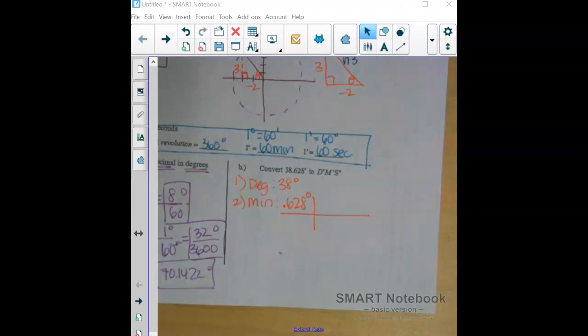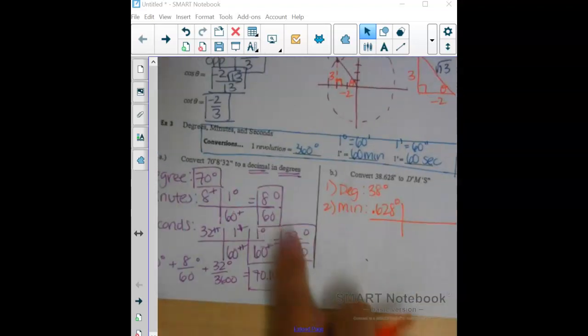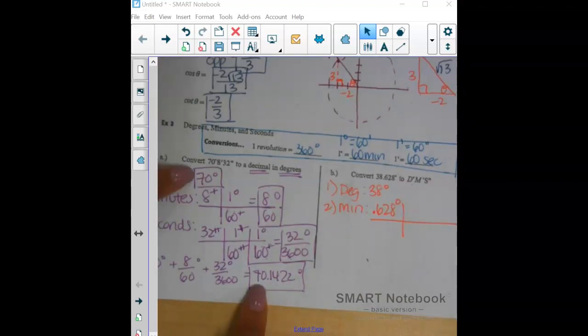Yes, ma'am? How do we know there's a combination? Because we just did that here. Remember when we added these 2 fractions, we got this decimal added? 70 degrees, that's here, right?